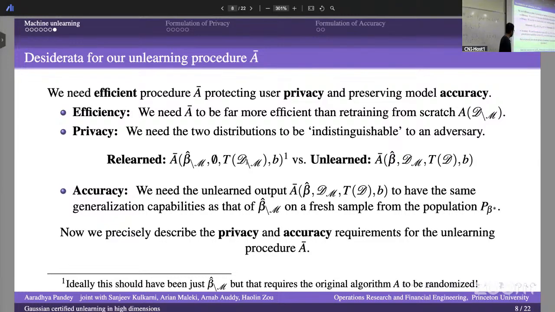So here ideally this should be without the A-bar, but because we have assumed that our learning algorithm is deterministic given the data, if you do not take A-bar, then this will actually be a deterministic point, and the question of indistinguishability of two distributions won't really make sense. I mean, it is indeed a Dirac delta, but for our purposes, it won't help. So that's the reasoning that we are going to compare these two things instead of the ideal retrained from scratch estimator, which is beta hat slash m.